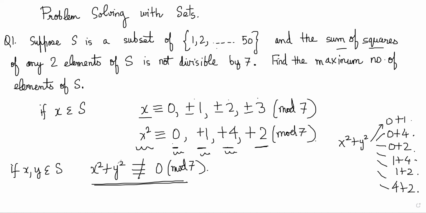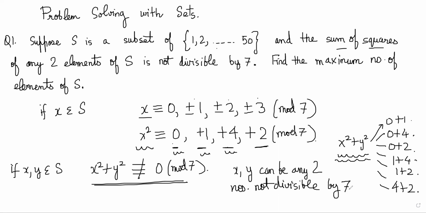So you can pick X and Y from any of these numbers as long as you are able to see that X square plus Y square is not becoming 0 mod 7, right? So we are basically saying that X and Y can be any two numbers not divisible by 7, right? Not divisible by 7. So how many numbers are there which are not divisible by 7?